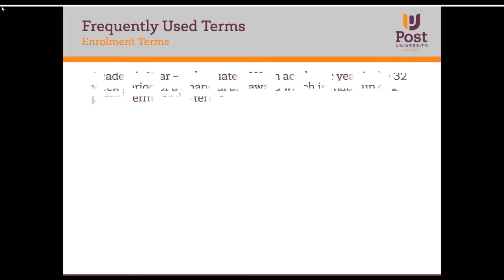So we're going to start with some frequently used terms. These terms are specifically involved with your enrollment here at Post. Enrollment is extremely important because your enrollment determines how some of your aid is created, how we're able to award you, and what you're even eligible for at times.